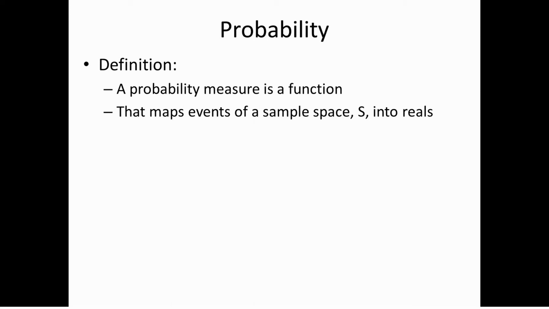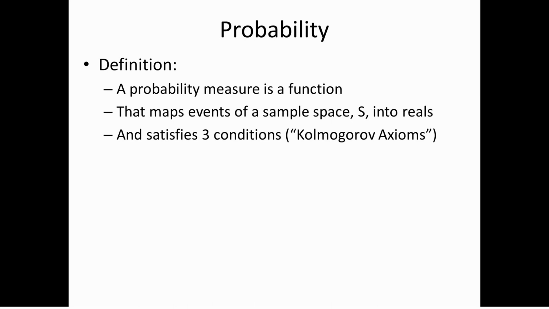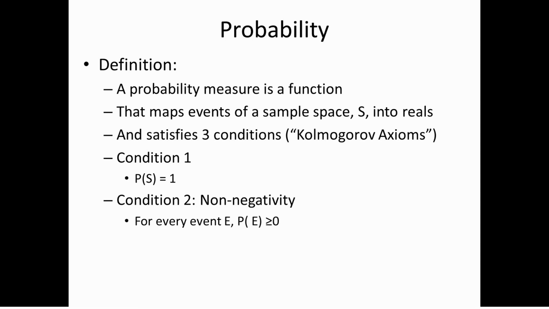But it can't just be any old type of function. It has to satisfy three conditions, and they're sometimes collectively called the Kolmogorov Axioms, after Kolmogorov, who was a very famous Russian probabilist. And these three conditions are pretty simple. The first says that the probability that a randomly chosen event is in the sample space is always 1. In other words, it's the same as saying the probability that something happens is 1. That makes sense. The next condition says that for any event, the probability associated with that event cannot be negative. It can be 0, but it can't be negative.